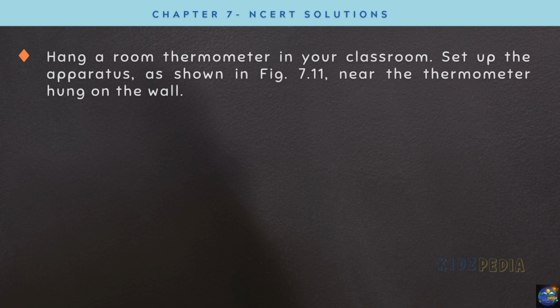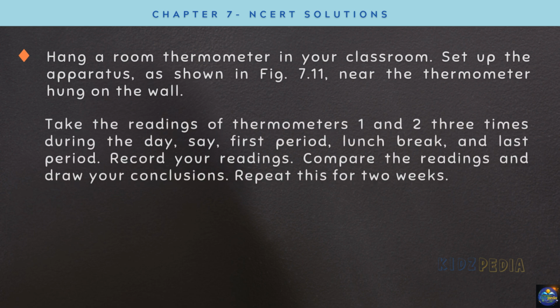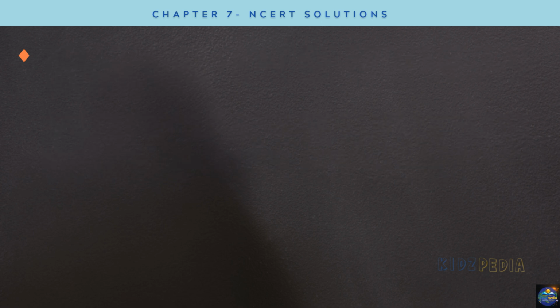Next one. Hang a room thermometer in your classroom. Set up the apparatus as shown in figure 7.11 near the thermometer hung on the wall. Take the readings of thermometers 1 and 2 3 times during the day, say first period, lunch break and last period. Record your readings, compare the readings and draw your conclusions. Repeat this for 2 weeks.